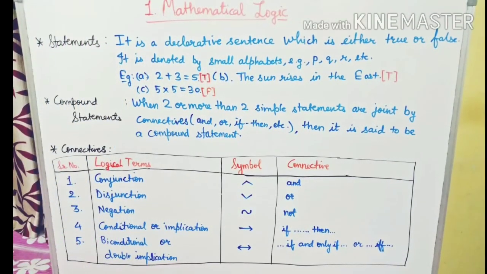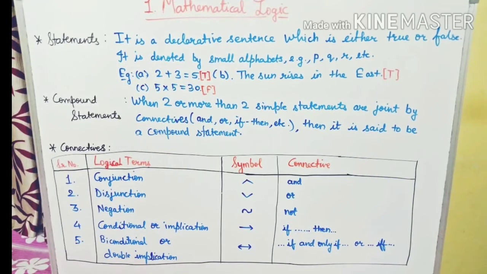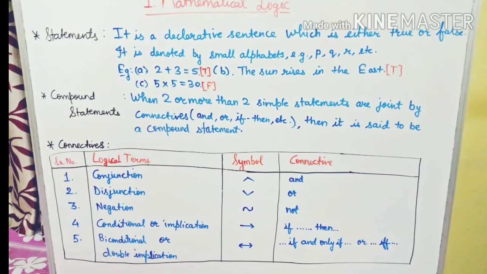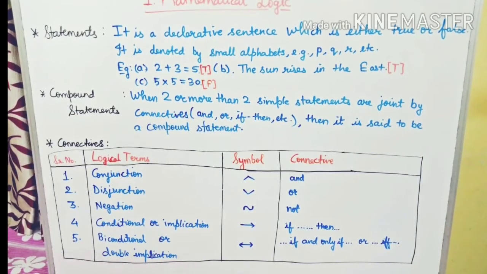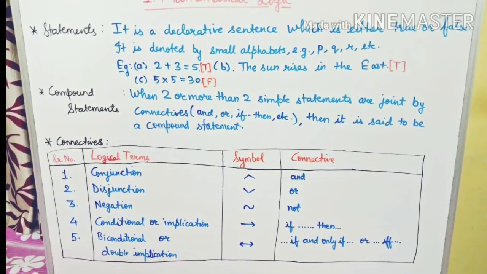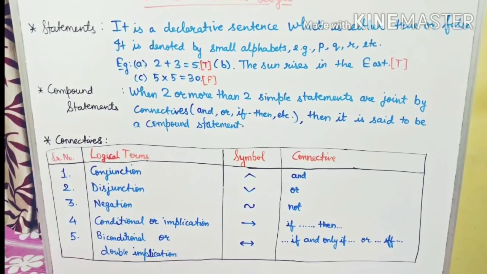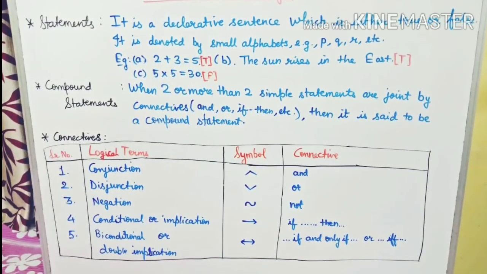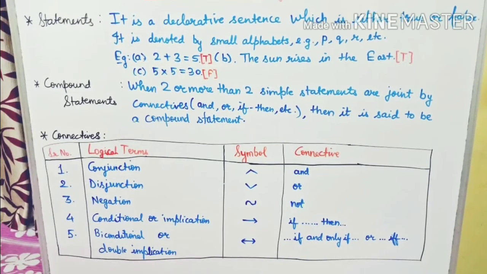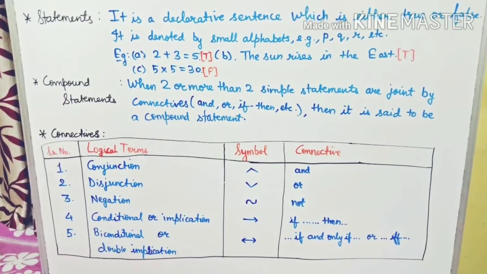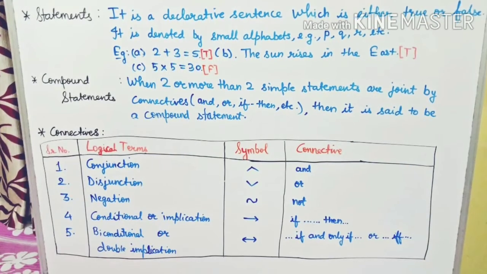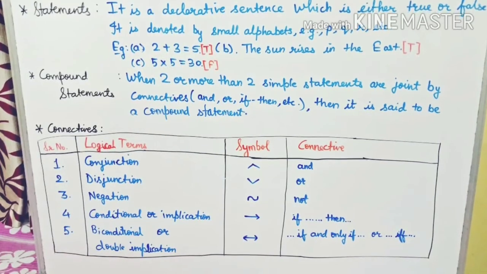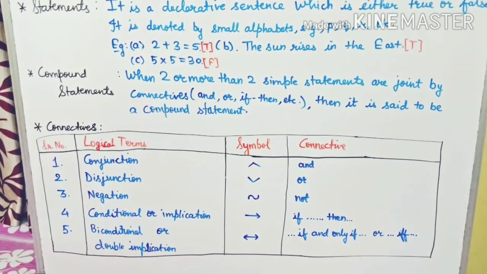Now the next terms we have to learn are connective and compound statement. The words which are used to connect two statements are called connectives. For example, and, or, if then, if and only if, and there are so many terms. But in logic, we have to learn some of them. When two or more simple statements are joined by connectives, it is called a compound statement.